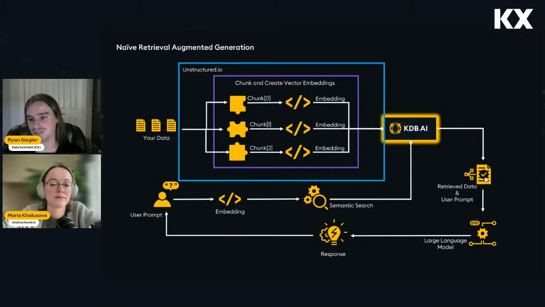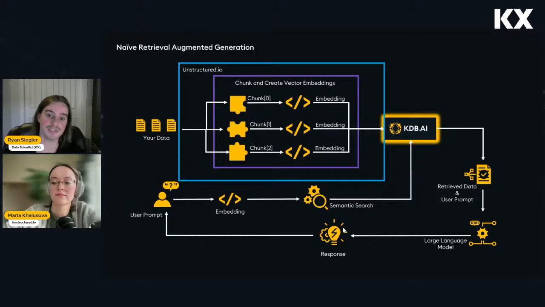And then for generation, you just pass this data alongside your user prompt to your large language model, where it can then generate you a response. So that is the basics of your RAG pipeline.